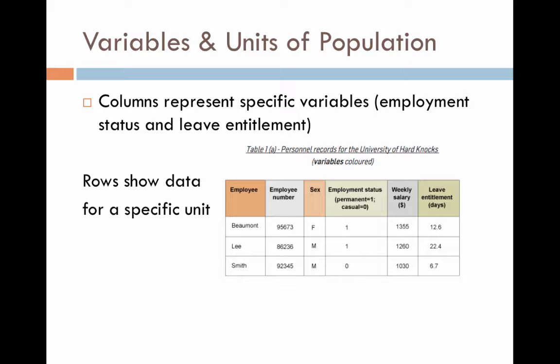Variables are easy to remember because they're the things that vary. The employee name varies, it is a variable. Employment status varies, it is a variable. The data is attached to the unit. Beaumont is a unit of the population being studied. If the population being studied is employees, then Beaumont is a unit, Smith is a unit.